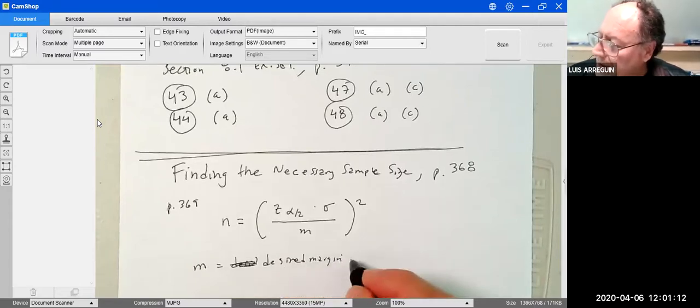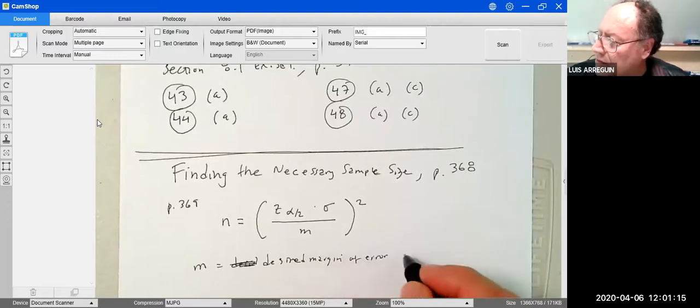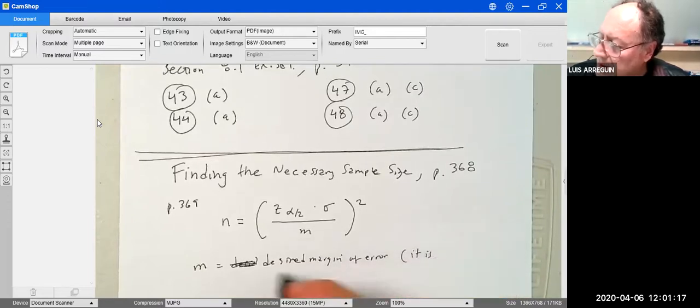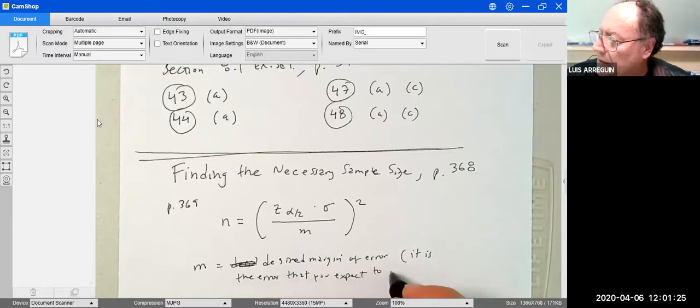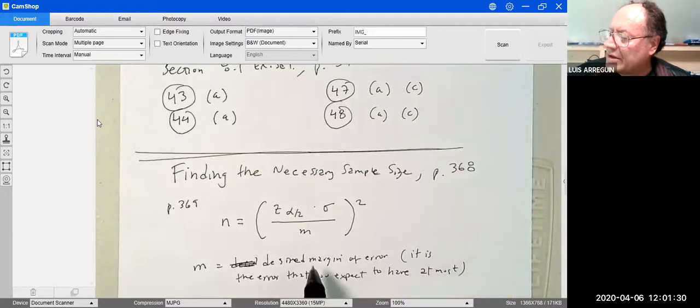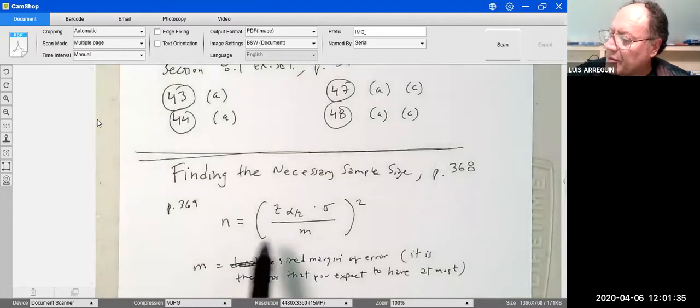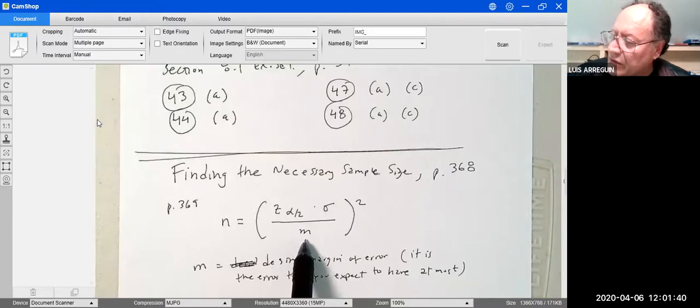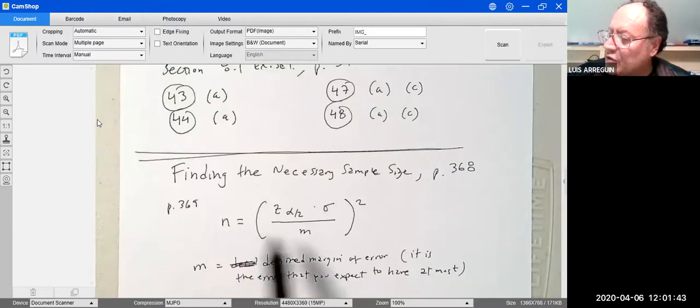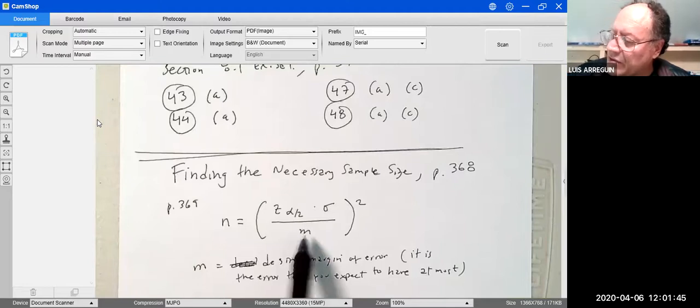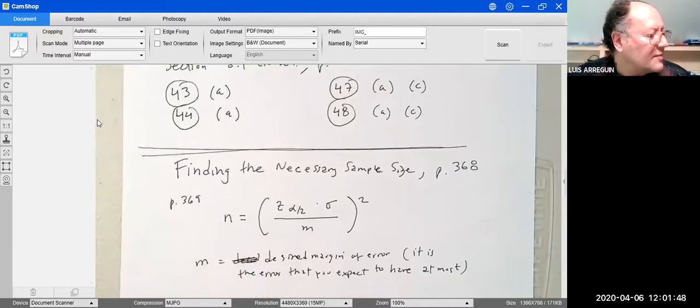So it's what you expect to have at most. So it is the error that you expect to have at most. So to decrease the error, then you need to increase the size because they are inversely proportional. So when you increase the error, then you decrease the size of the sample. If you decrease the error, then you need to increase the size of the sample. So this is the formula.